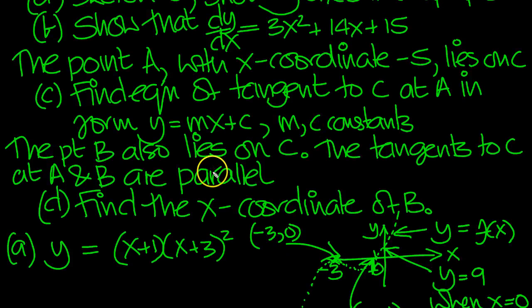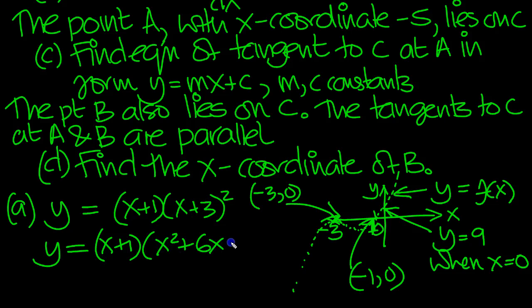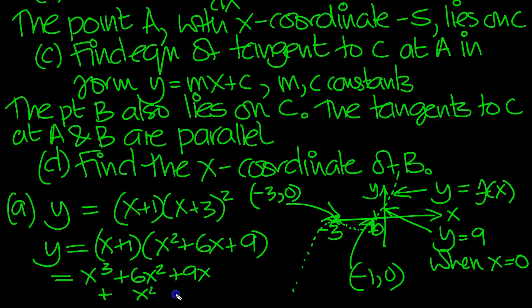Show that dy/dx, so let's get dy/dx now. 3x squared plus 14x plus 15. So y is equal to, expand this bracket, x plus 1 multiplied by, expand this bracket here, x squared, 2 3s are 6, so that's 6x, 3 squared is 9. Now run the x through all three, so it's x cubed plus 6x squared plus 9x. Those three are from the x term when it's run through, plus the 1, so it's one lot of x squared, one lot of 6x, and then one lot of 9.